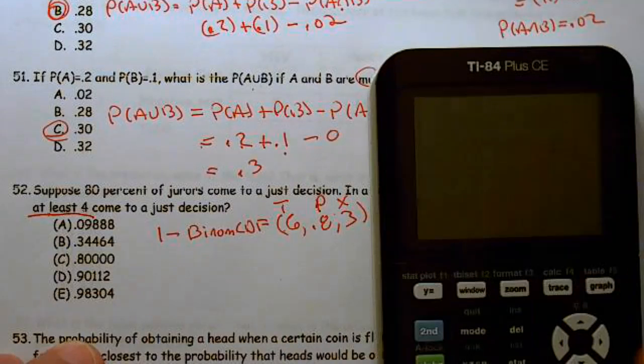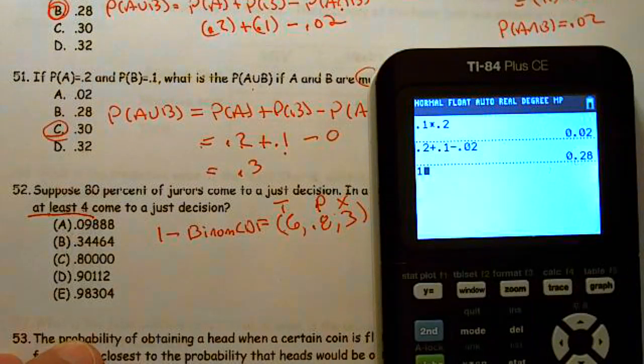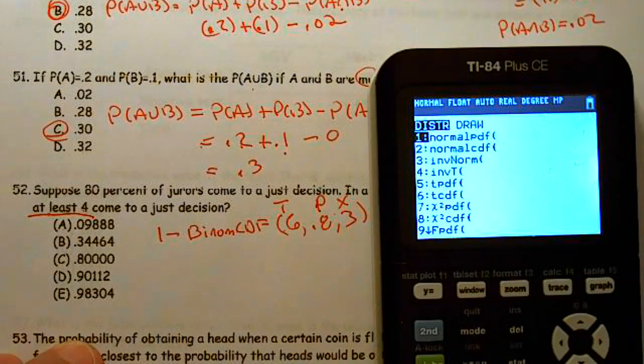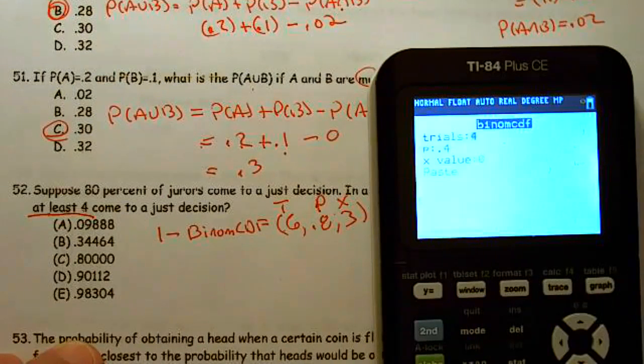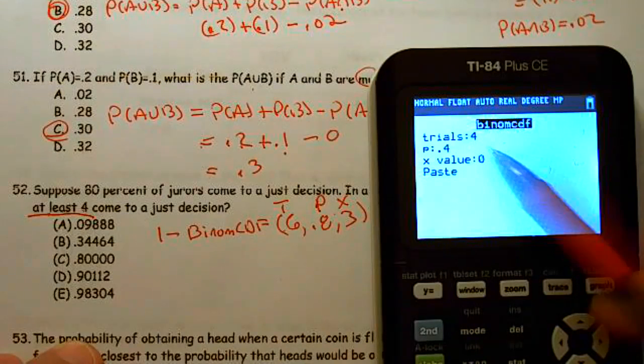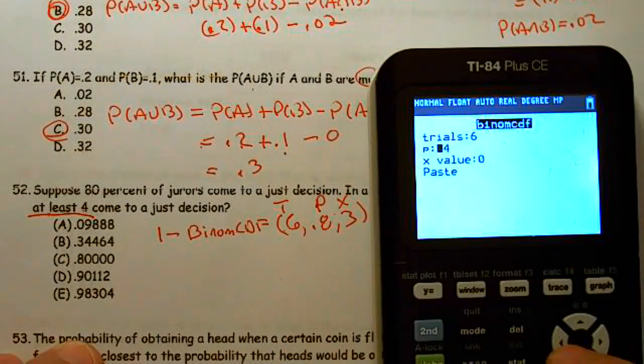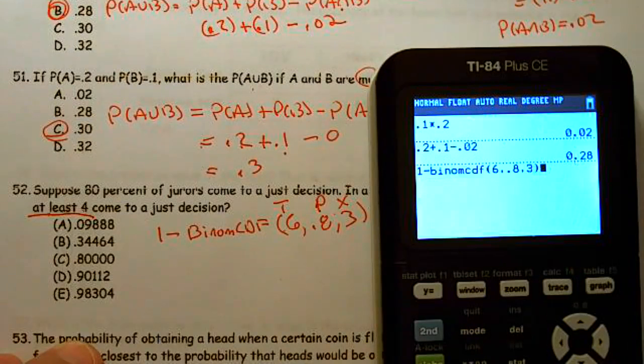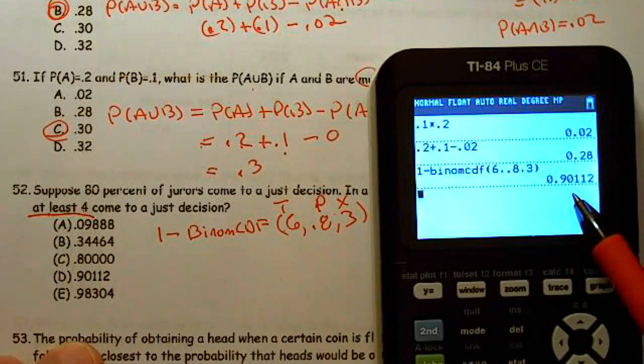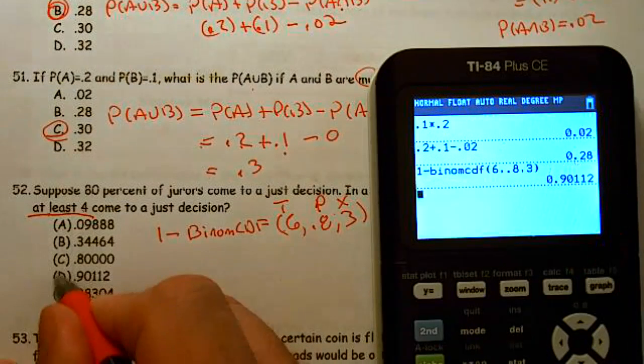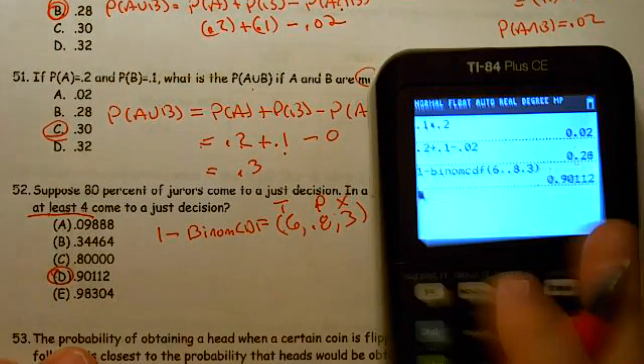So here we go. 1 minus second vars, binomial CDF. Sure enough, it asks for my trials, which happens to be 6. My probability is 0.8. In this case, my X value was 3. And we get 0.90112, which in this case shows up as letter D.